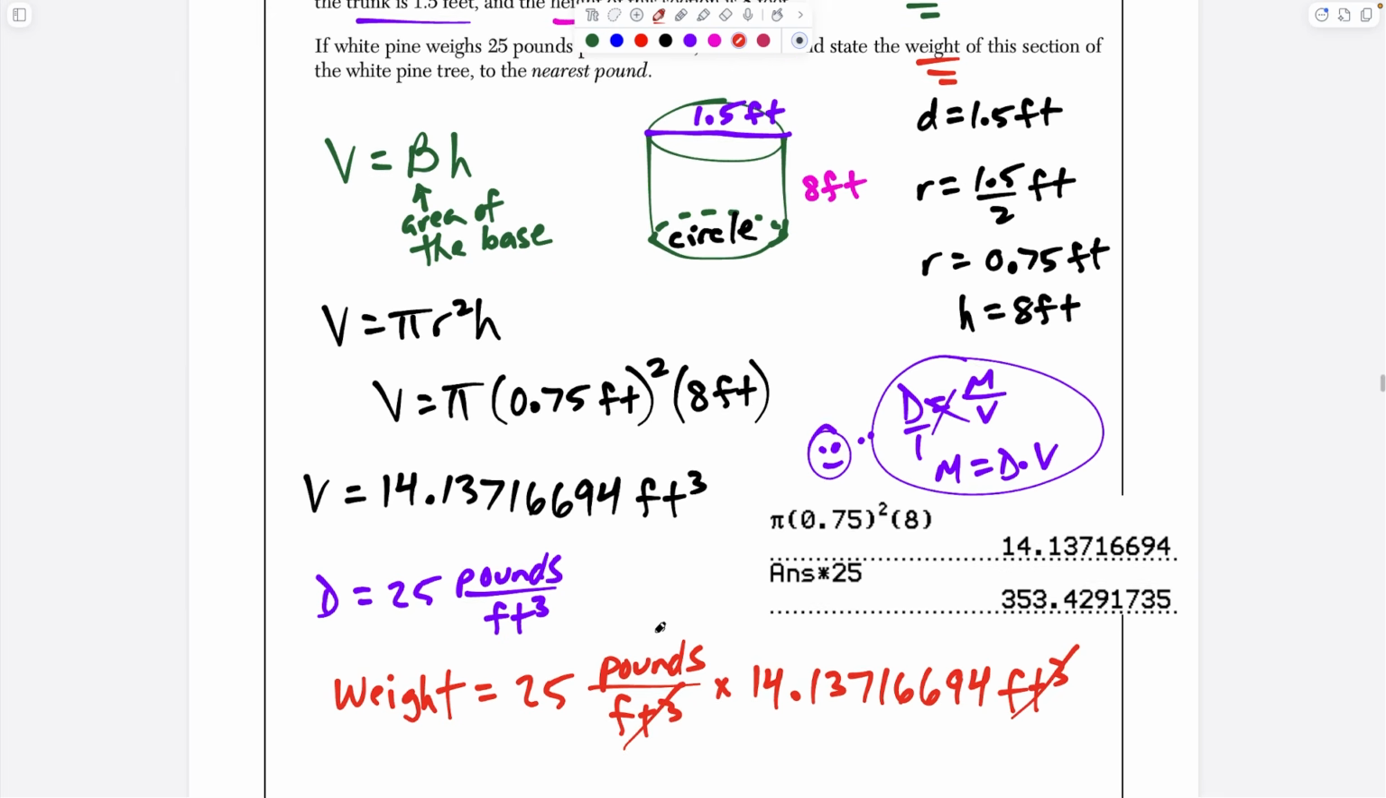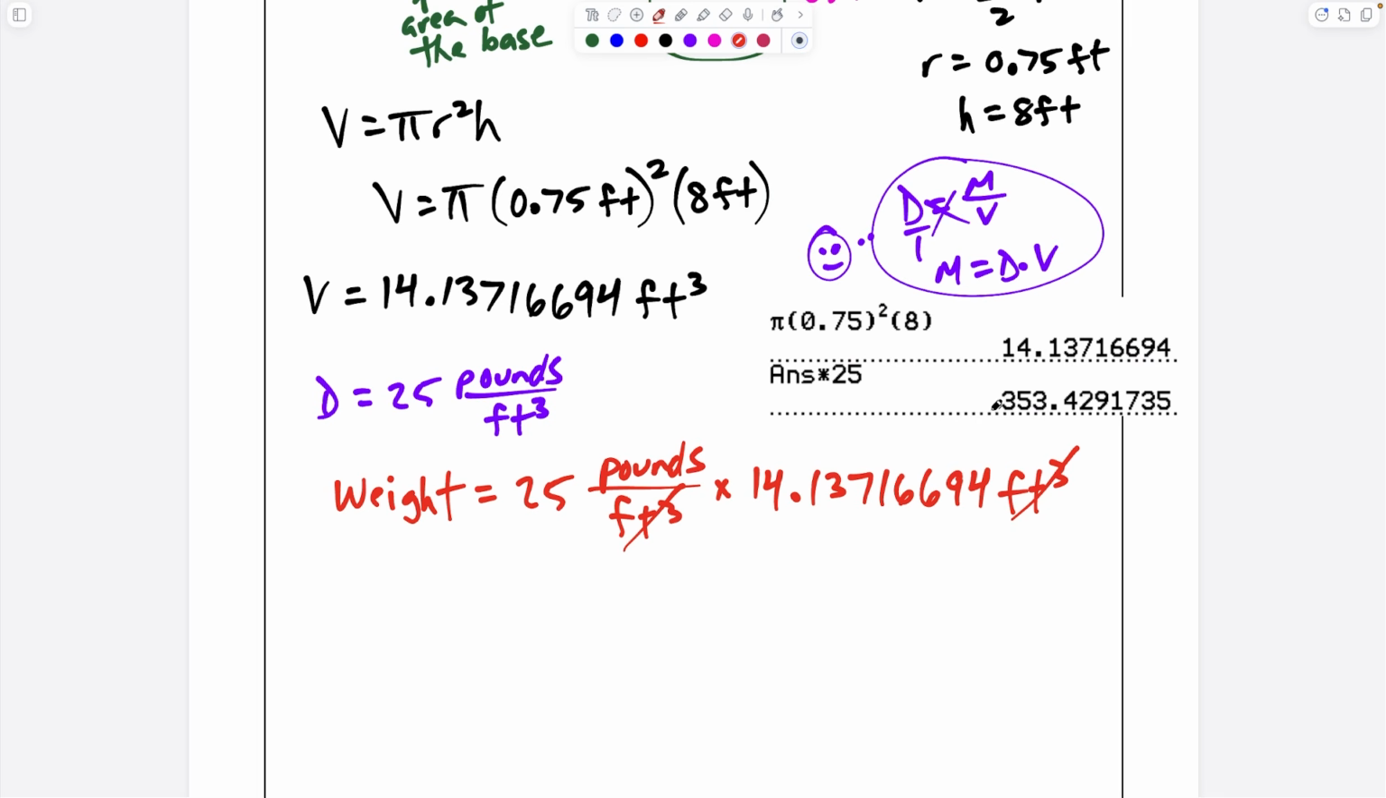And when we multiply these numbers together, we get 353.429 and so on. But to the nearest whole number, we look to the right of the ones place, which is a 4, so we round down to 353. So the weight to the nearest integer is equal to 353 pounds. This would be our final answer.